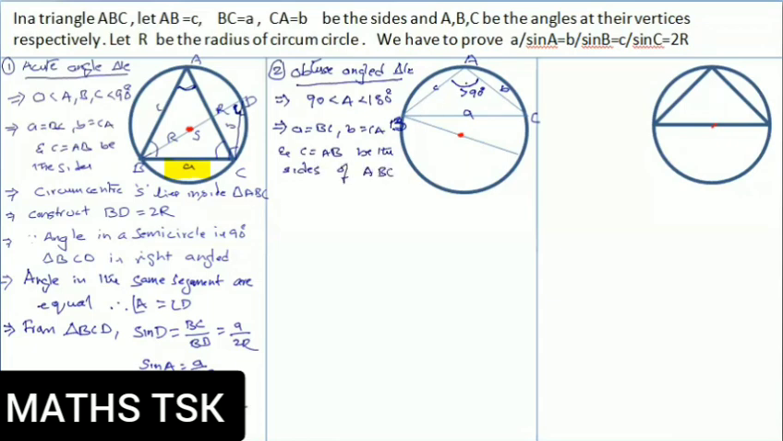Next one, how the circumcenter lies. The circumcenter S lies outside the triangle ABC. In this obtuse angled triangle, circumcenter S lies outside, in the exterior of the triangle ABC.